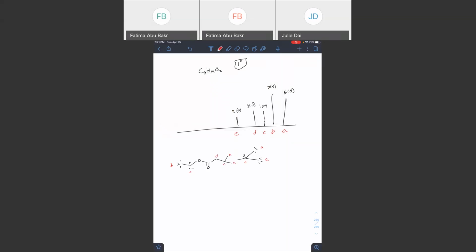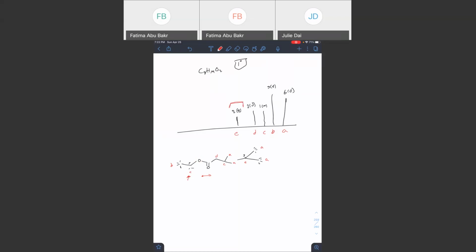Now, the only thing is that this ester could be facing either way. So to figure out which way it's facing, all you do is look at the thing that's most far downstream, which is the 2 quartet. The 2 quartet is C, right? And so C, therefore, must be the one that is most closely associated with an oxygen, i.e., this is the correct orientation for this. Okay?